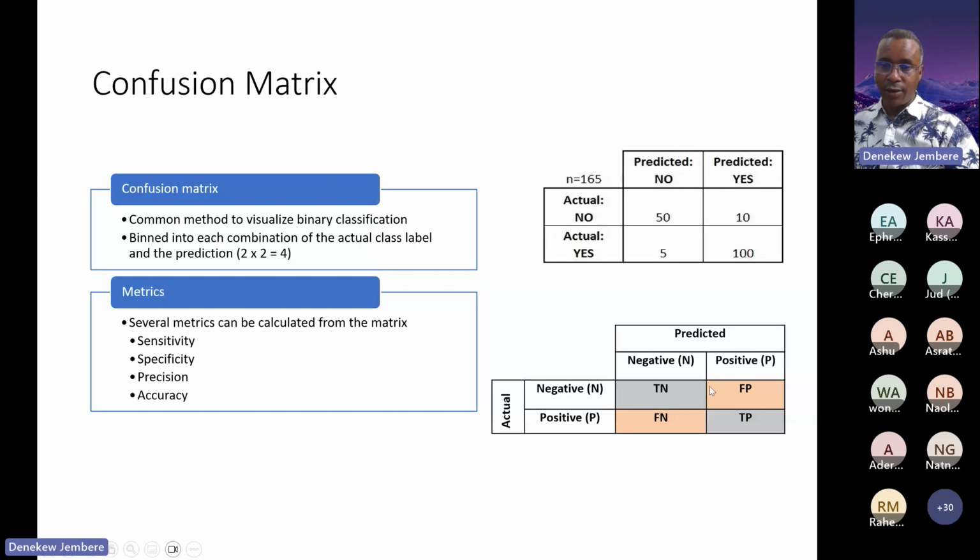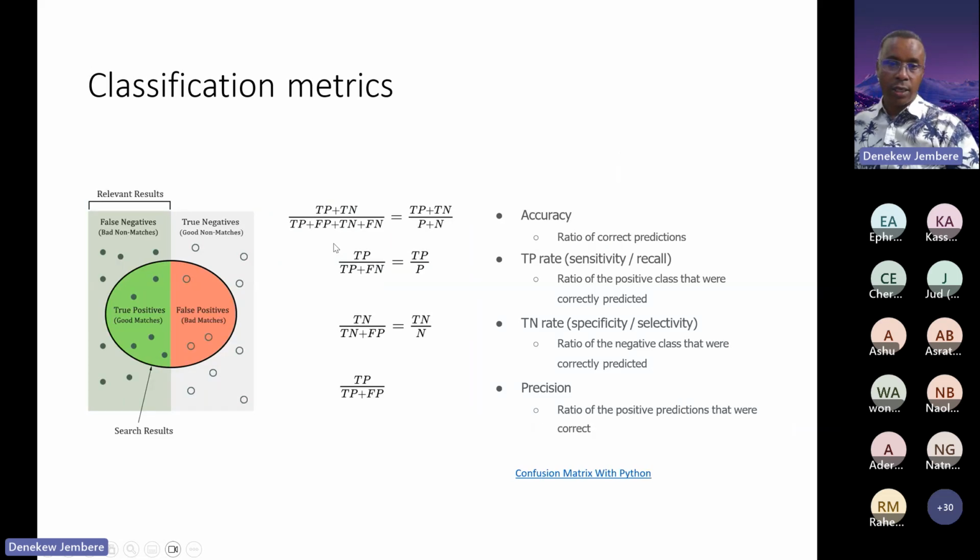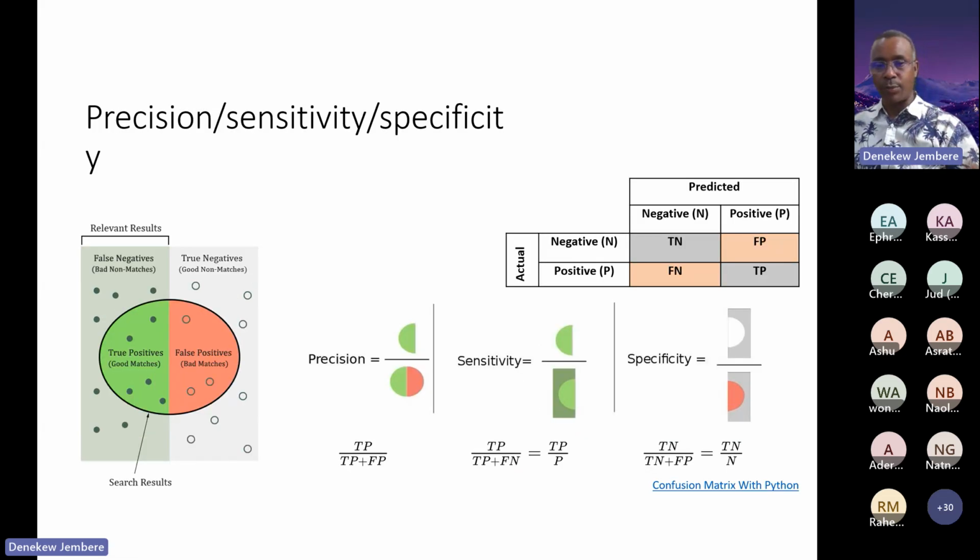And there are other classification metrics. Accuracy gets calculated based on this confusion matrix, using these 4 values: true negative, false negative, true positive, false positive. Using these 4 values, you can calculate different metrics, such as accuracy, the true positive rate, the true negative rate, or precision. Based on the graphical representation, precision, sensitivity, and specificity can also be calculated using this graph, and make sure that you're going through these details.